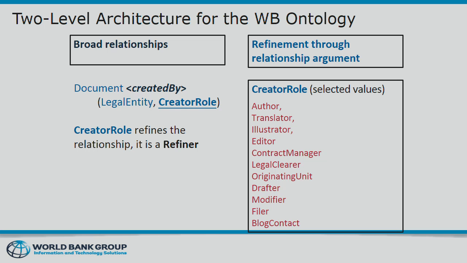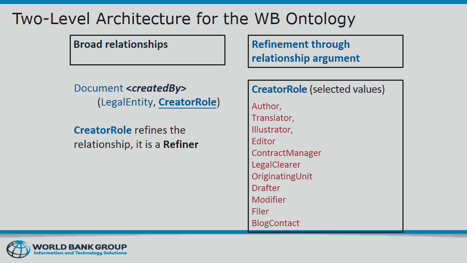The broad relationship is "created by," and "created by" is understood very, very broadly. But there are many different ways in which this can actually happen. So the legal entity could be the author, or the translator, or an illustrator, or an editor, or a contract manager from which the document emanated. When we started, I think we were at about 25. But by the time we are done, there are probably 50.